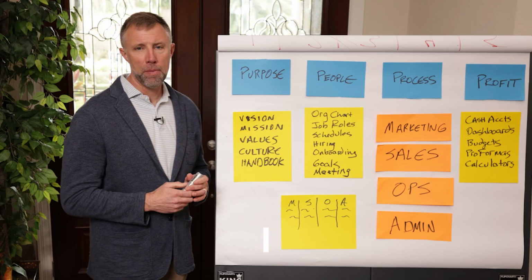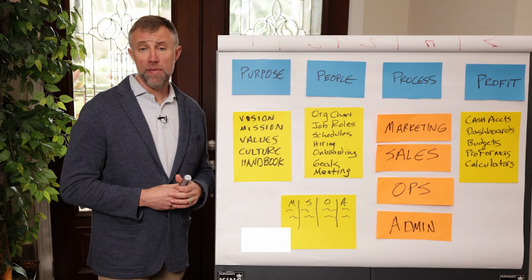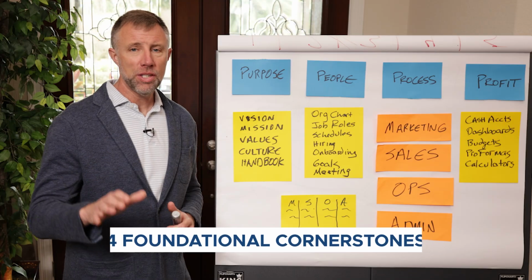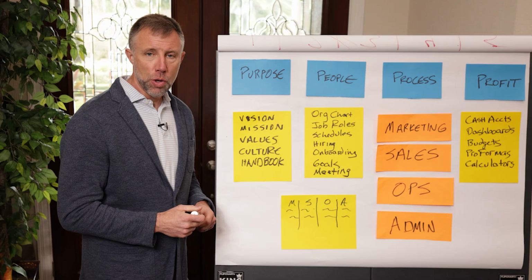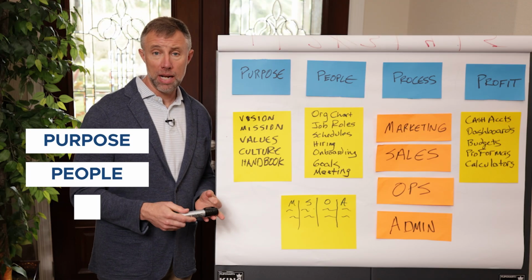And when we think about the macro operating system, those are the 4 P's, or the 4 foundational cornerstones that every business must absolutely have documented out in different formats. So those 4 P's are purpose, people, process, and profit.